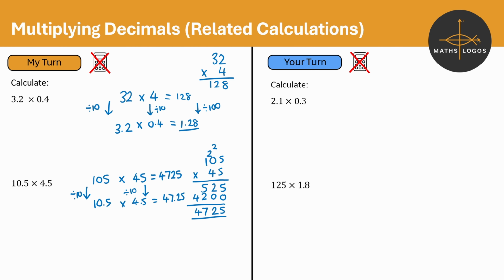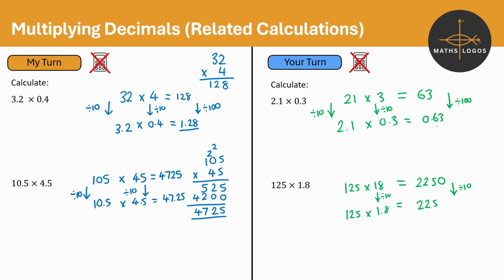Pause the video and give these two questions a go, and then your answers will be on screen in a second. Your answers are now on screen. You should have had 0.63 for the first one and 225 for the second one.